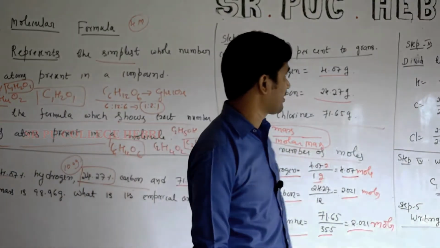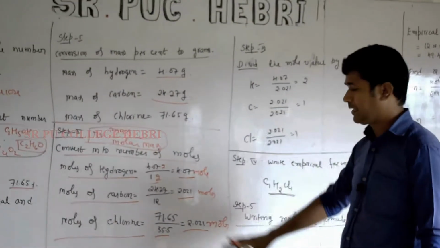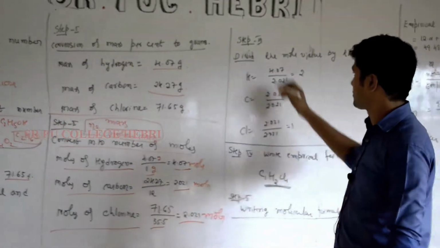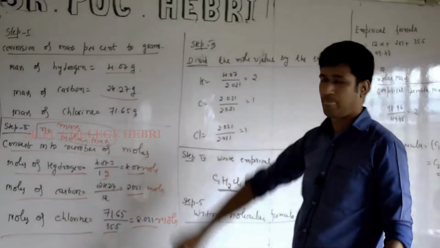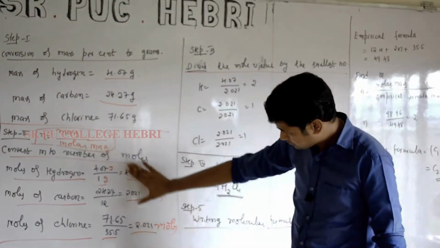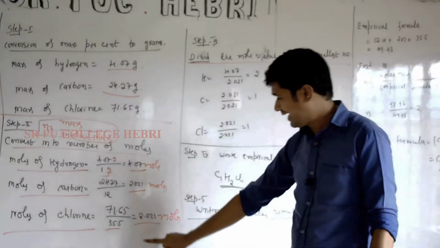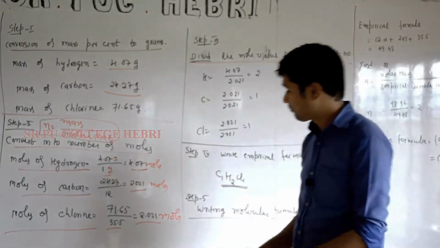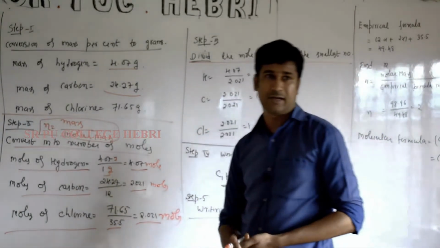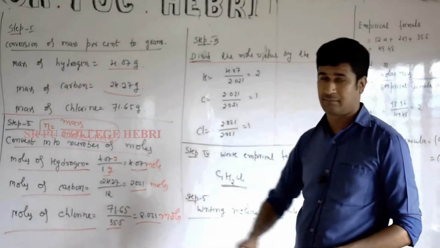Next step number 3. What we have to get? We have to calculate the simplest whole number ratios. How? Divide the mole value by the smallest number. Here you got 3 mole values. First you identify the smallest value amongst these. Which is the smallest one? 2.021 is the smallest value. So now you divide all these mole values by that smallest number.